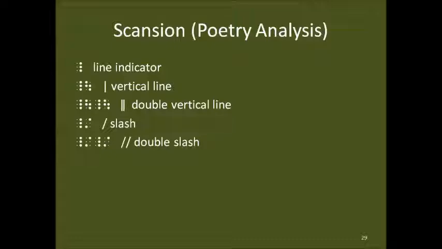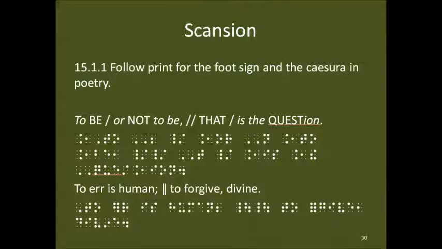Okay, scansion first, which is poetry analysis. If you have vertical lines, you follow print. So there is a line indicator. Again, indicators are not present in print. They're for the Braille reader, and we'll talk about those. There's also a vertical line that is in print, or a double vertical line that is in print, a slash or double slash, again, also actually physically there. Follow print for the print sign and the, I believe you pronounce it caesura in poetry. So the foot sign is the slashes. So the single slash, and then the double slash is the caesura.